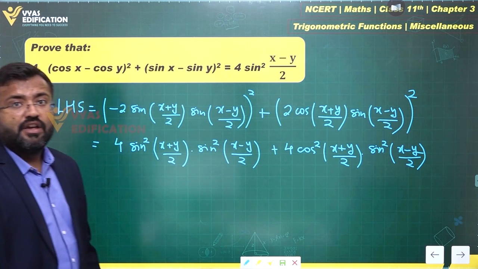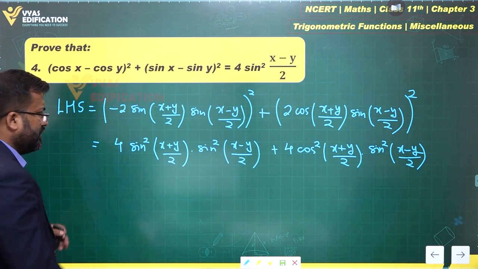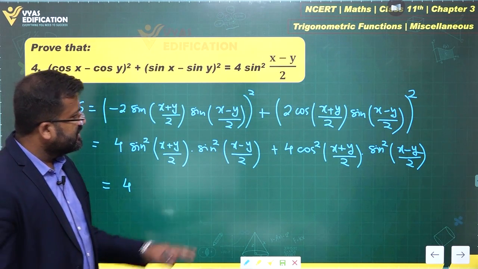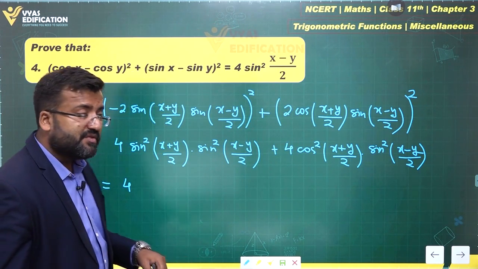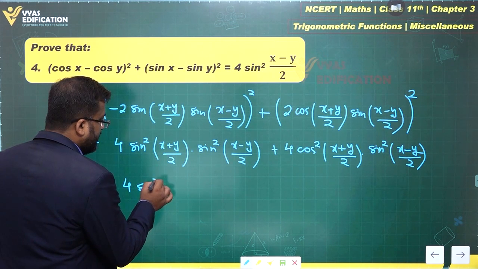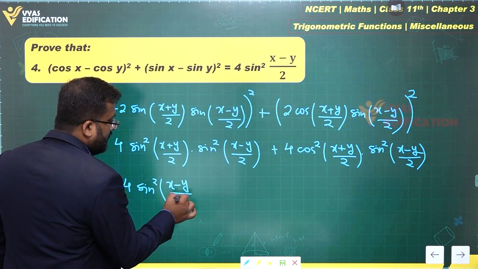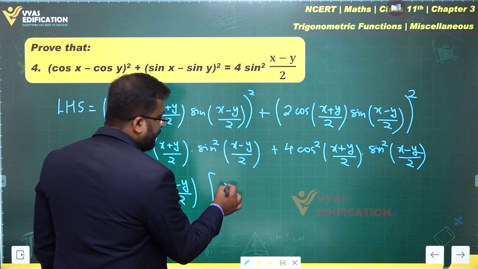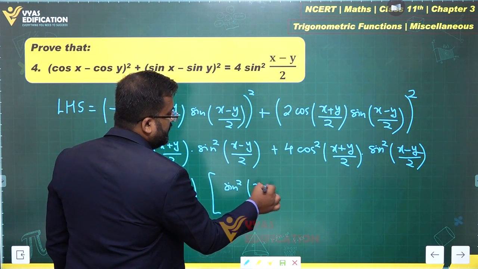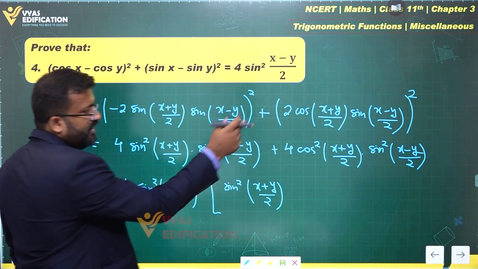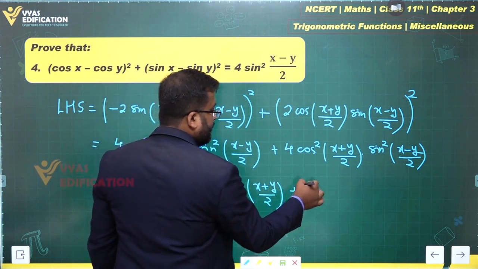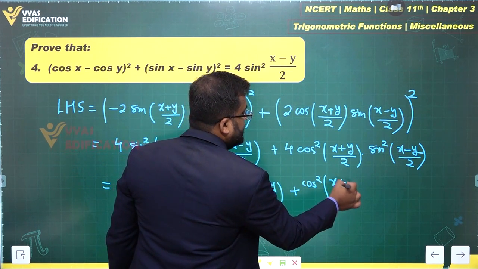What next? Do you see something coming out common from both of these terms? I have a 4 which is coming out common. I also have a sine square (x minus y) by 2 which can come out common. And then what remains is sine square (x plus y) by 2 from here. And what about that term? You have a cos square (x plus y) by 2 remaining over there, plus, oh, this is pretty simple.